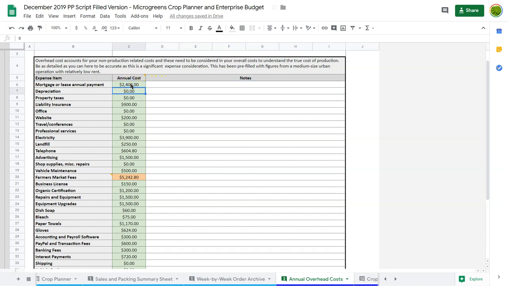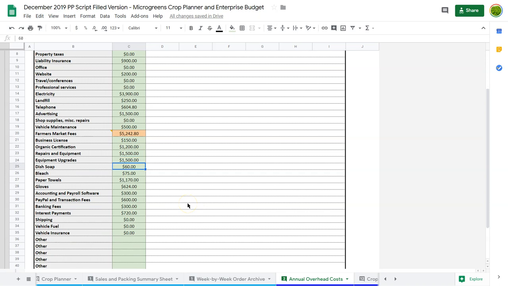And you can see things like there's rent payment, insurance, and this is really important, maintaining the website with our domain and our hosting and security certificate, things like that. Lots of electricity for winter production, for heat and light, landfill, telephone, advertising, which might be Facebook posts, printing flyers, things like that. Vehicle maintenance, in the food peddler's case, it's bike maintenance. Our farmer's market fees feed in from the farmer's market tab here, so we don't need to calculate that, it's already done. Things like the business license, organic certification, repairs, equipment upgrades, things like that.